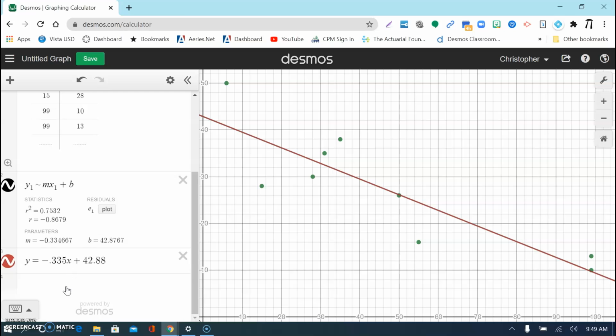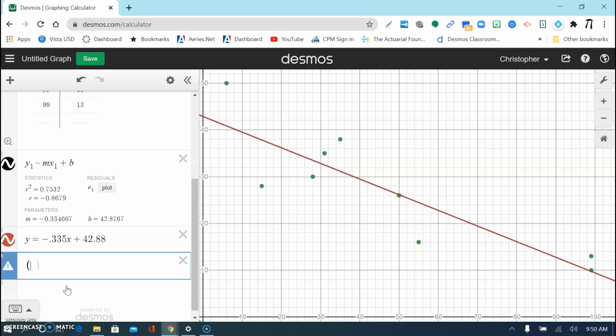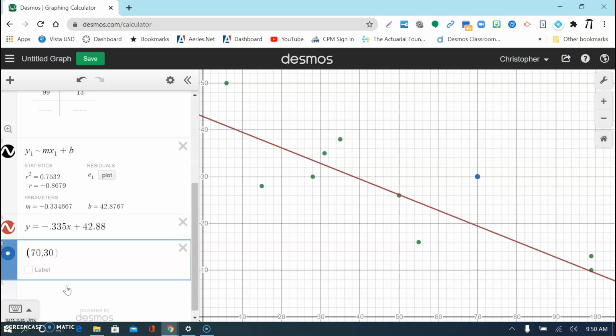So anyway, the example we did in class is, what if your parent came home and said, we got to get a different car, we're getting the same one we had. I found one that has 70,000 miles on it for $30,000. So one way for you to check that for your parent, since you're learning statistics, is to plot a point. And I would plot 70,000 miles as my X and $30,000. And then I close that point.